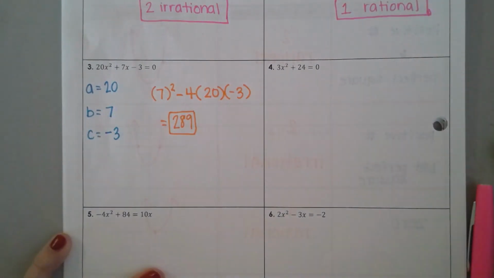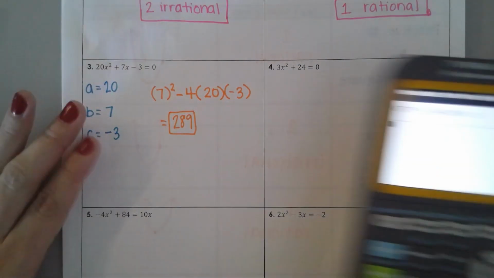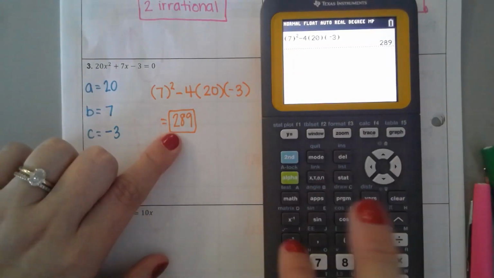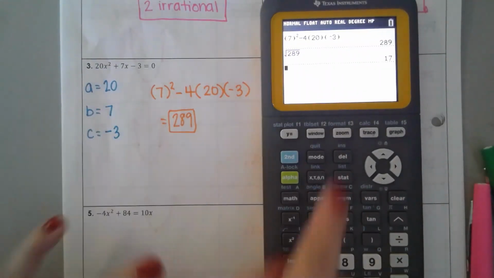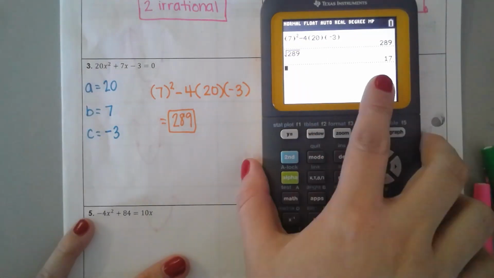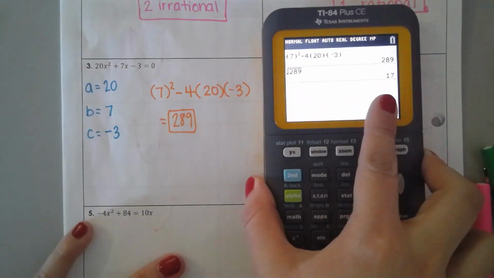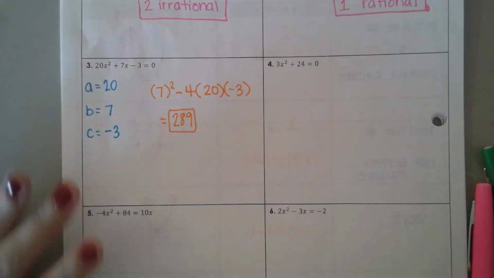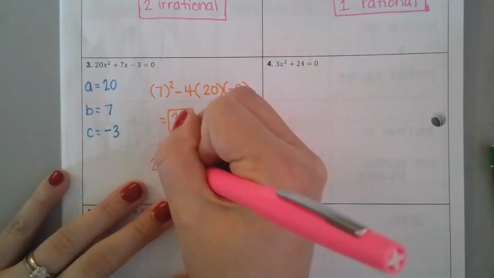Now, my list doesn't go up that far, so I need to check to see if it's a perfect square. When I take the square root of it, I get a whole number. It's 17. You don't need to write that 17 down anywhere. 2 rational. That just tells us that it's perfect and it has 2 rational.